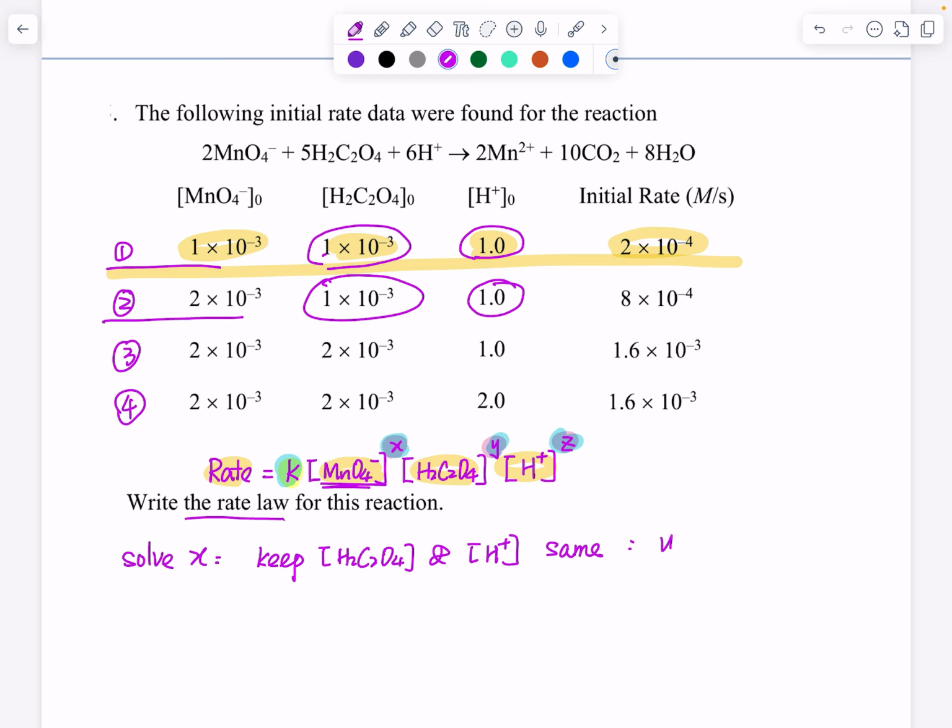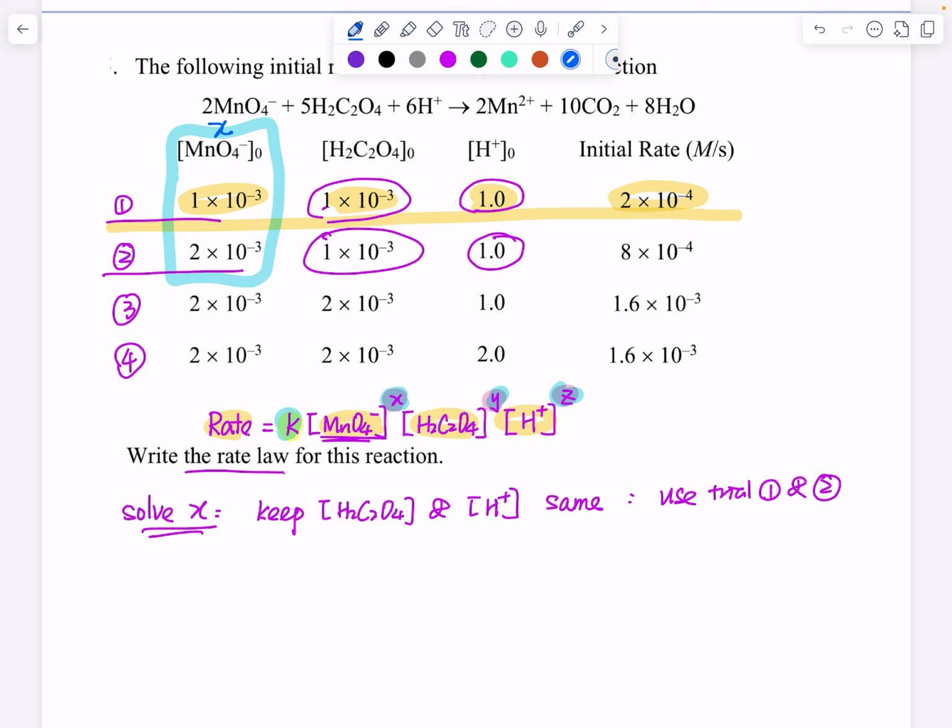So we're going to use trials 1 and 2 to help us solve X, the reaction order with respect to the first reactant. The other two are going to stay consistent, kept the same. Now, how can we execute the plan? I'm going to start with the second trial, and I'll explain why.